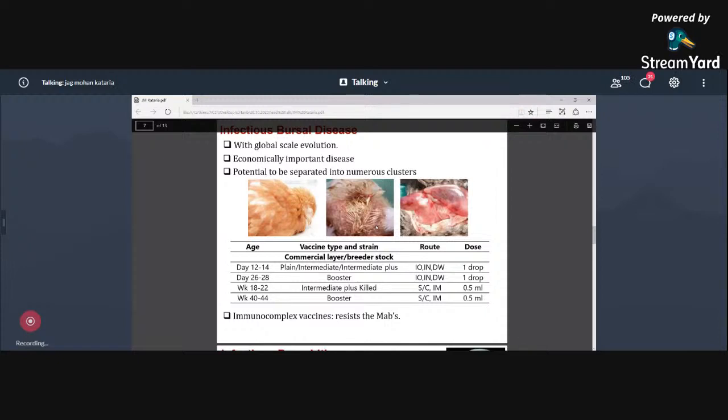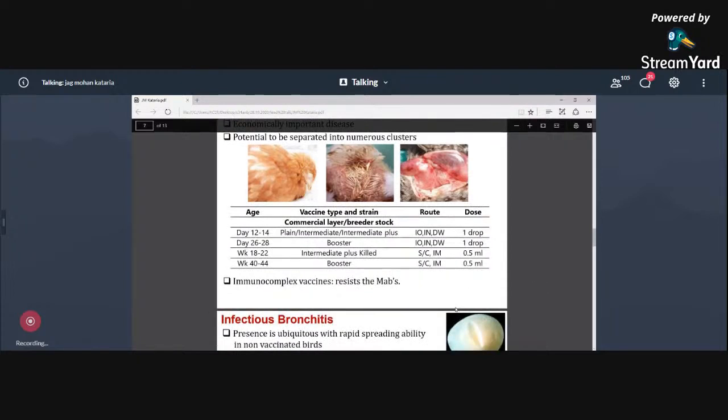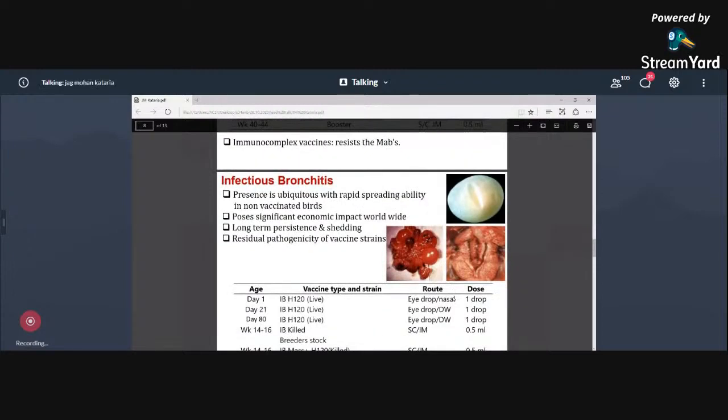But this virus has a very peculiar character. If there are antibodies in the vaccinated chicks, they will neutralize the vaccine virus, and there will not be any immunity. So monitoring of maternal antibody is very important in IBD in young chicks when you go for vaccination. That we call maternal antibody level. Then next, please. Next slide.